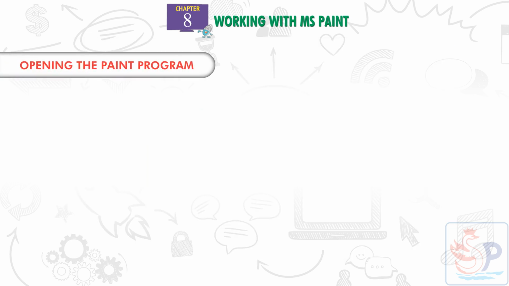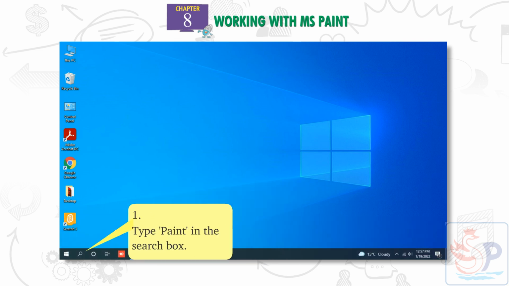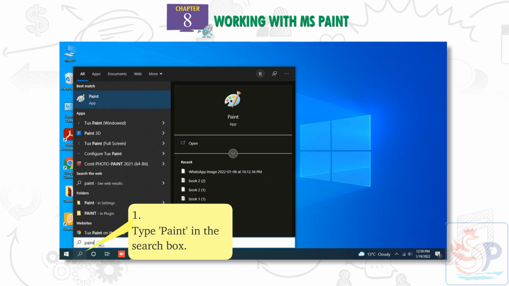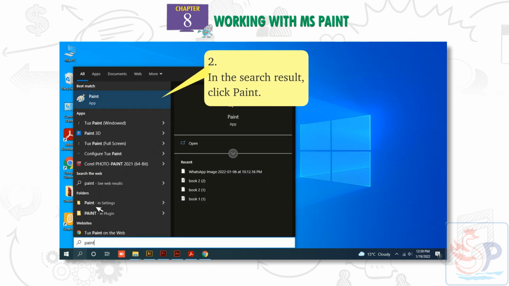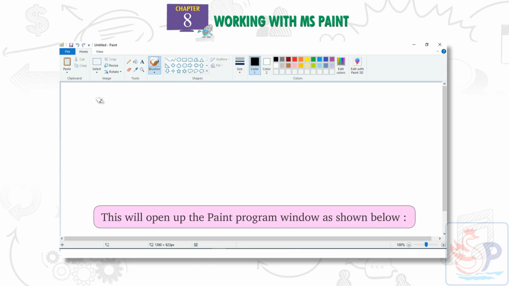Opening the Paint program. To work in the Paint program, we need to open it. The steps to opening the Paint program are: 1. Type Paint in the search box. 2. In the search result, click Paint. This will open up the Paint program window as shown below.